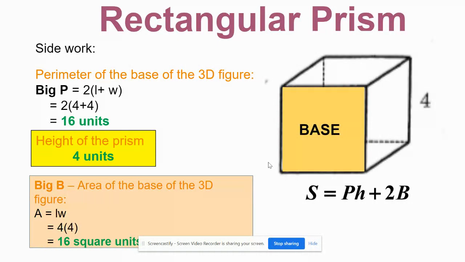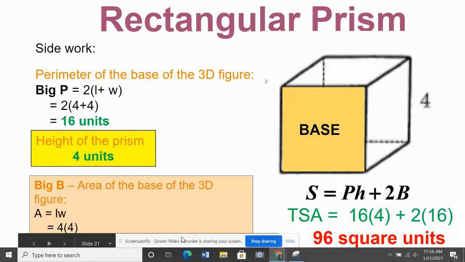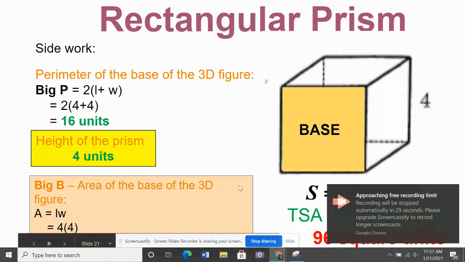We're now going to substitute our values in place of our variables and calculate. And we get, it will take 96 square units of material or paint to cover the rectangular prism.